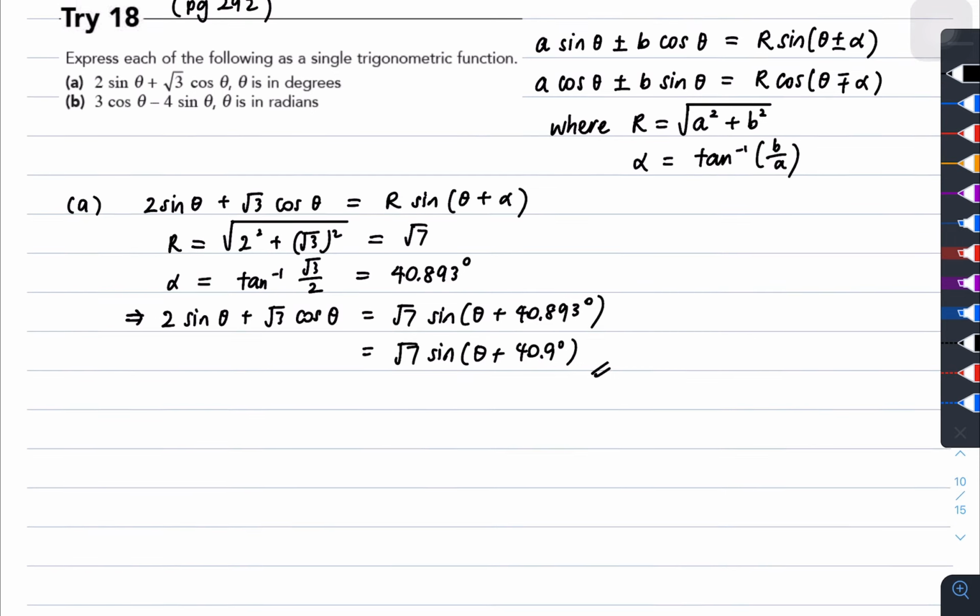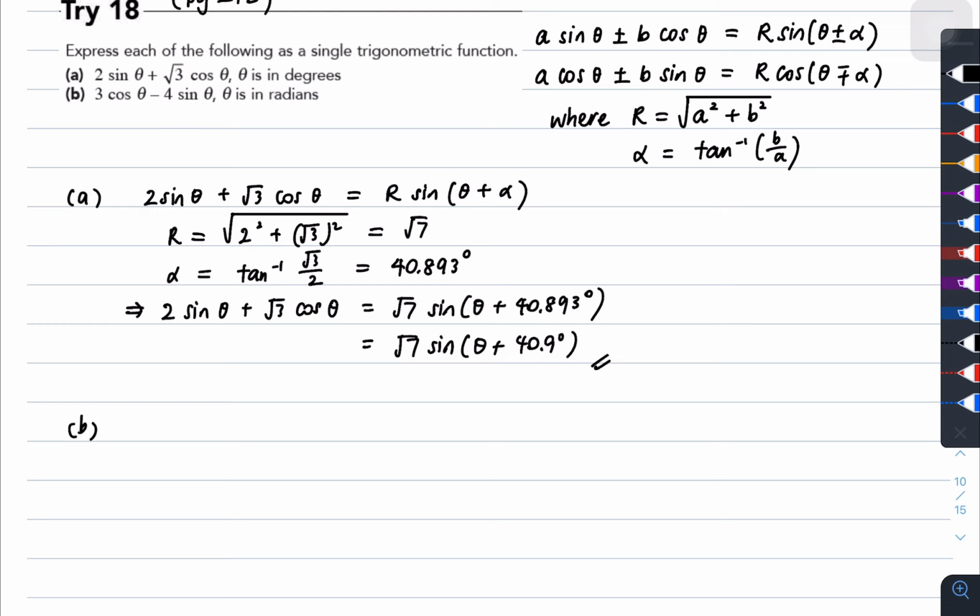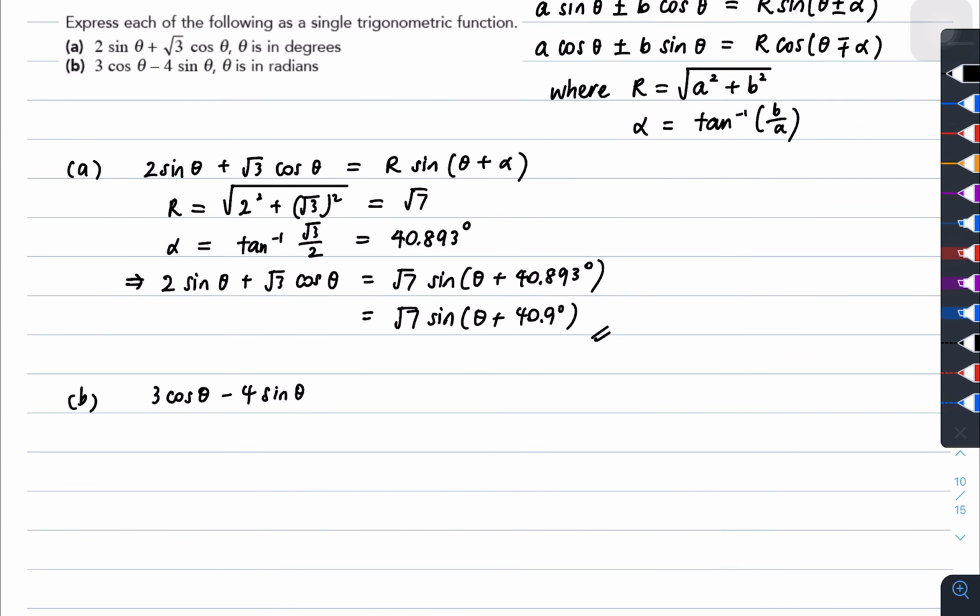Okay. Now for b, because cosine is leading in front, I'm just going to assume that I'm going to convert to cosine, otherwise it will be stated in the question. So let me let this be equal to r cos. Now let's take a look at the format. If this is a minus, this will be a plus. For cosine, we normally flip the sign. For sine, we follow. For cosine, we flip.